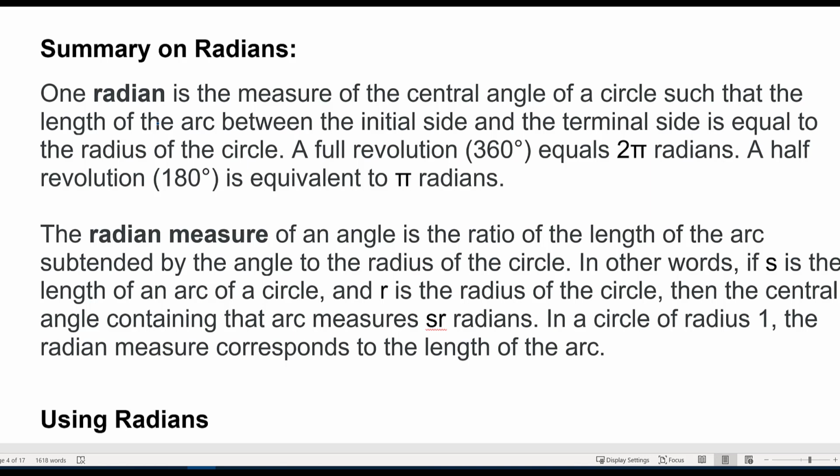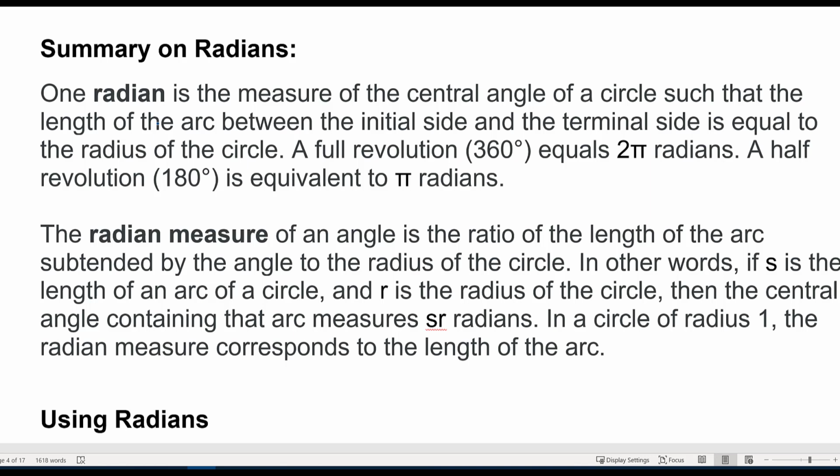The radian measure of an angle is the ratio of the length of the arc subtended by the angle to the radius of the circle. In other words, if S is the length of the arc of a circle, R is the radius of the circle, then the central angle containing the arc measures S divided by R.